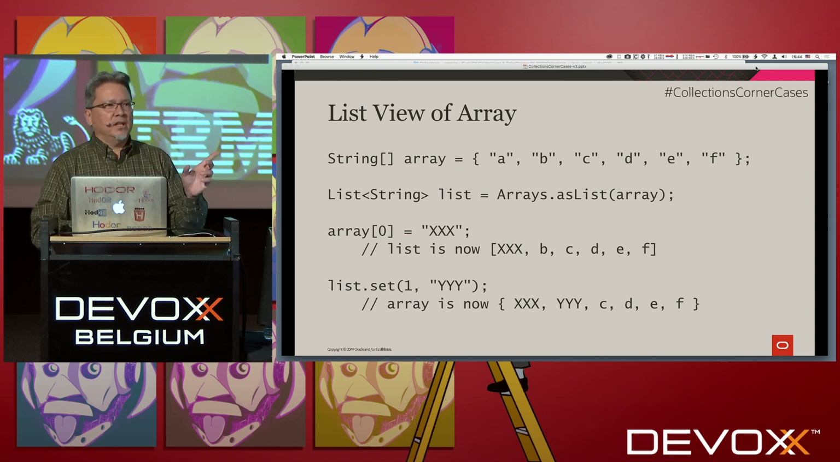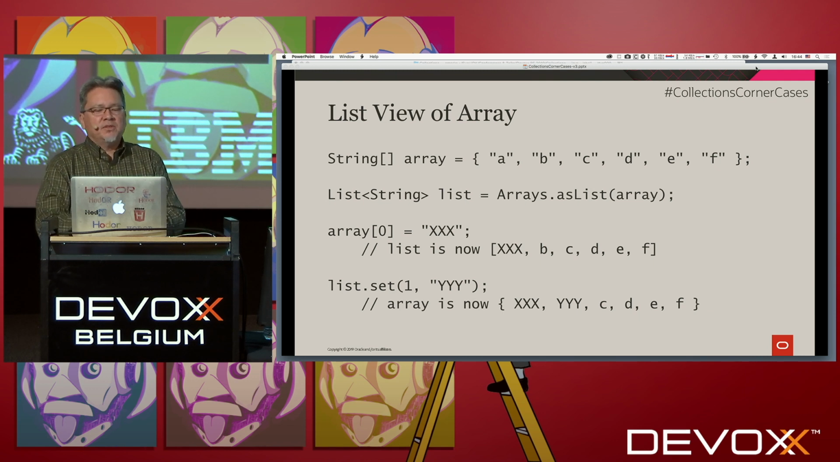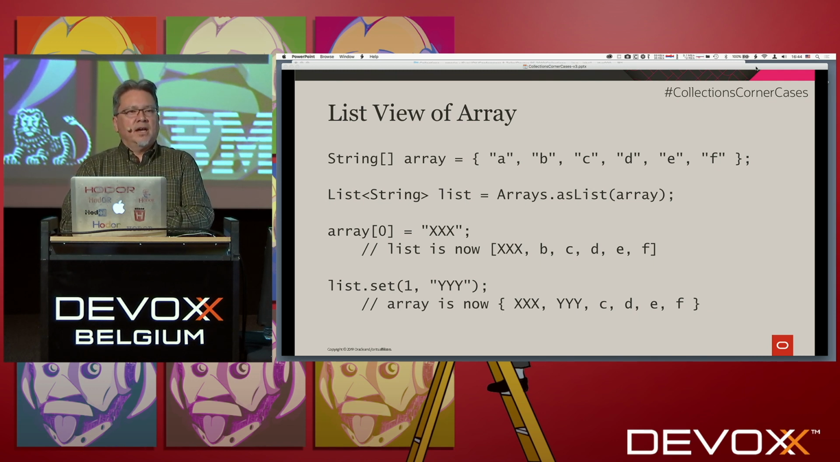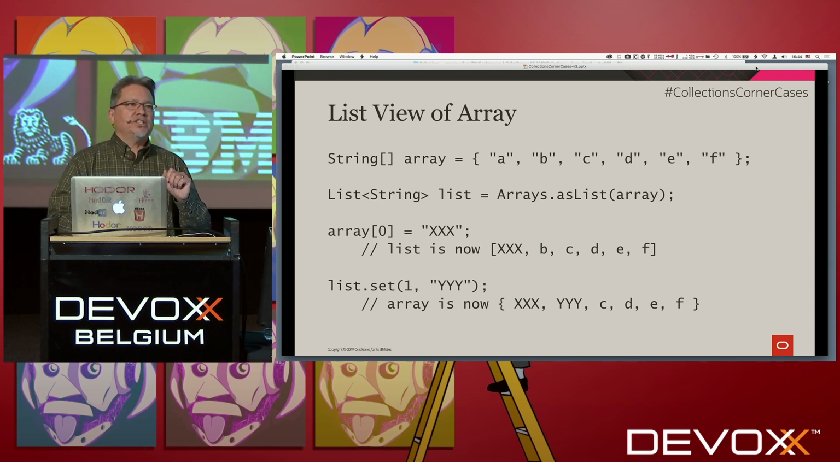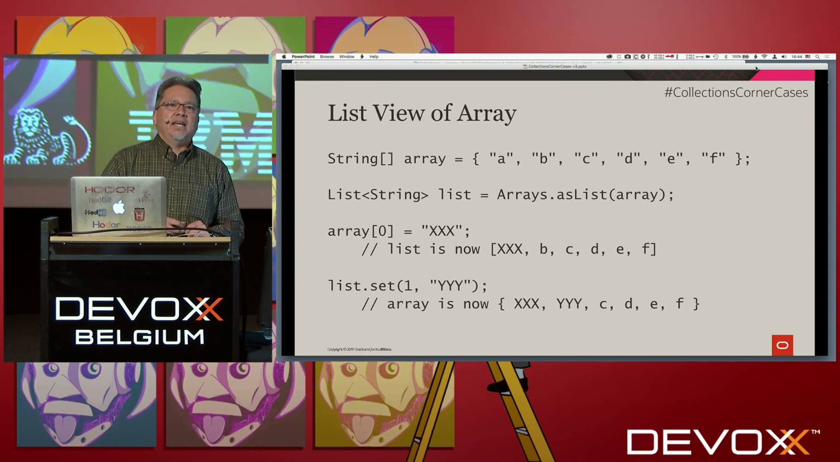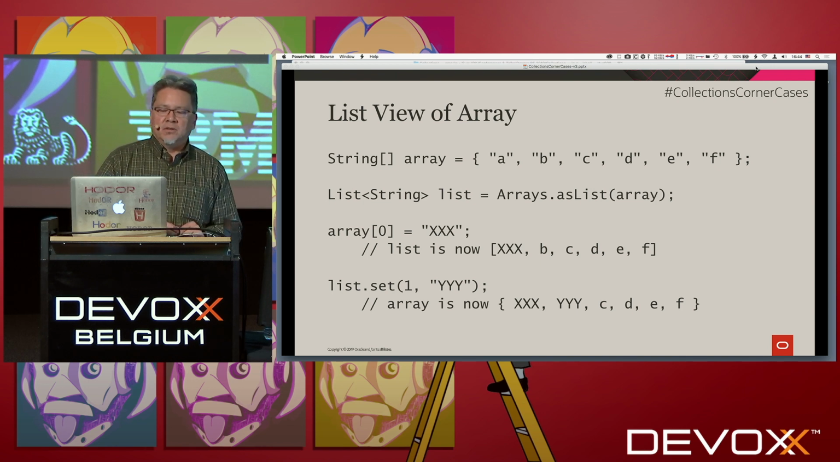And this is also a little bit of a surprise to some people. Sometimes there's a misconception that the list returned by Arrays.asList is immutable, and that is not true. You can definitely change it by calling set on it. What you can't do is add or remove elements, and the reason for that is you cannot change the size of an existing array in Java, but you can set elements in it. So such a list is not immutable.